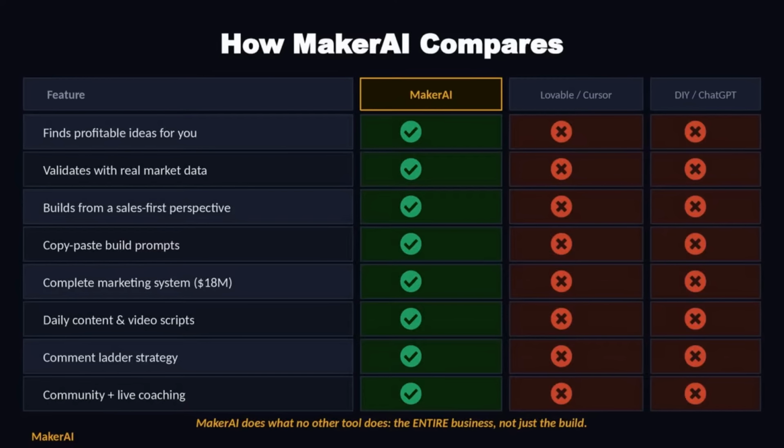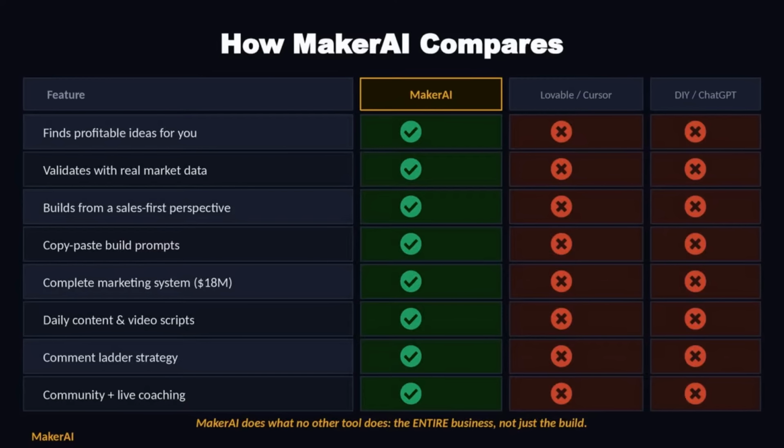And I just want to make this very clear. The thing that we built, Maker AI, that Jonathan just showed you, is very different than you just using Base 44 or Lovable or Cursor, because those things don't find profitable ideas for you. They don't validate with the real market data. They don't build from a sales-first perspective. They don't give you copy-and-paste build prompts that actually work. They don't give you a complete marketing system that's based on 18 million in sales. They're going to give you some generic nonsense.